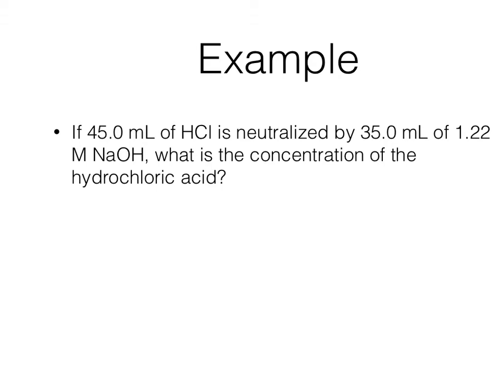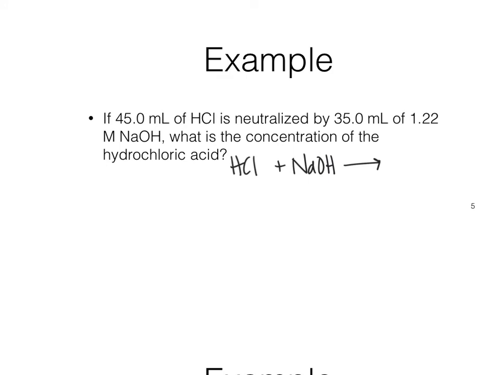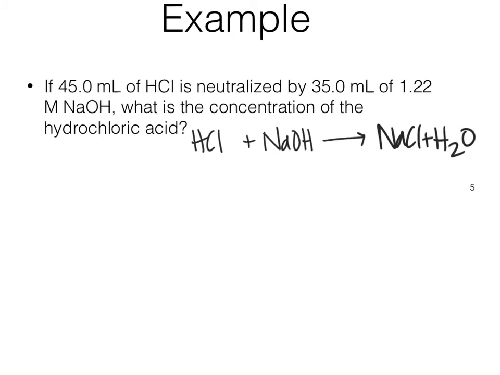So the first thing we need to do is to figure out a balanced chemical equation. So HCl plus NaOH. If we think back to a metathesis reaction or an acid-base reaction, we see that we get sodium chloride and H2O. And so this equation is balanced. So it's a 1-to-1 ratio.